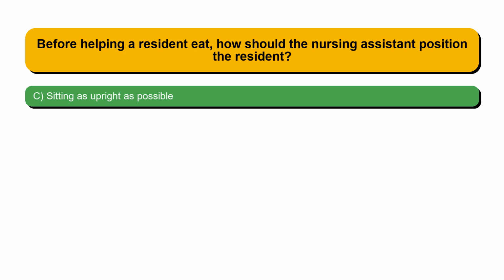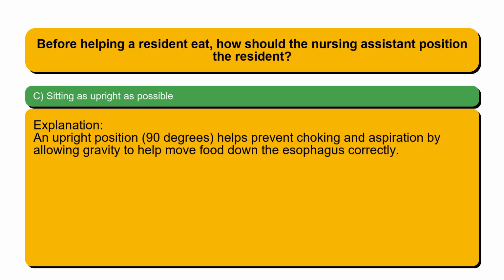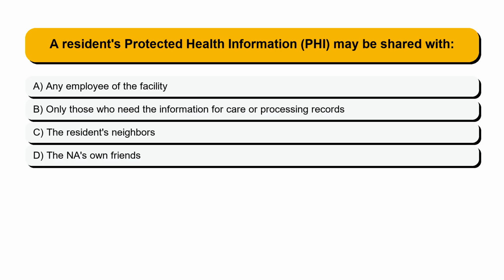The correct answer is option C. Sitting as upright as possible. An upright position, 90 degrees, helps prevent choking and aspiration by allowing gravity to help move food down the esophagus correctly. Question 53. A resident's protected health information, PHI, may be shared with Option A.